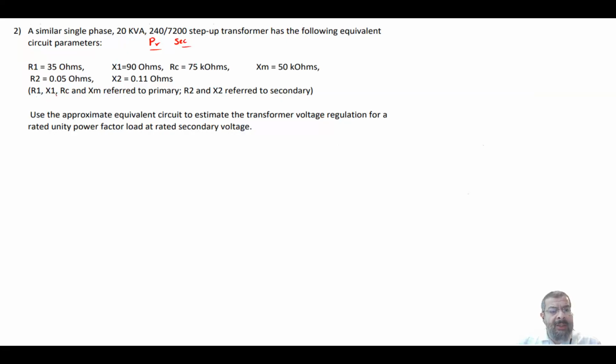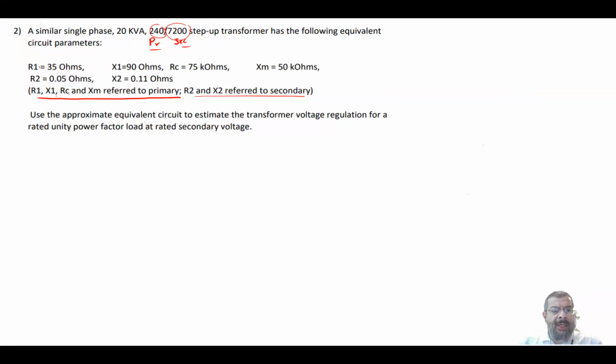Say R1, X1, RC, and XM are referred to the primary. Referred to the primary means referred to the low voltage side in this transformer. R2 and X2 are referred to the secondary, which is the high voltage side. Now, when you look carefully at the values, this contradicts the fundamentals of the transformer.